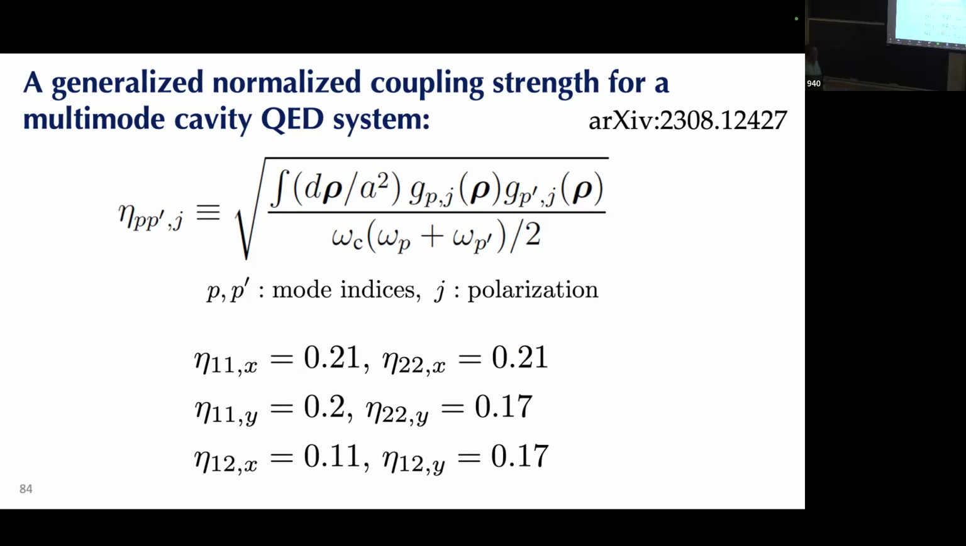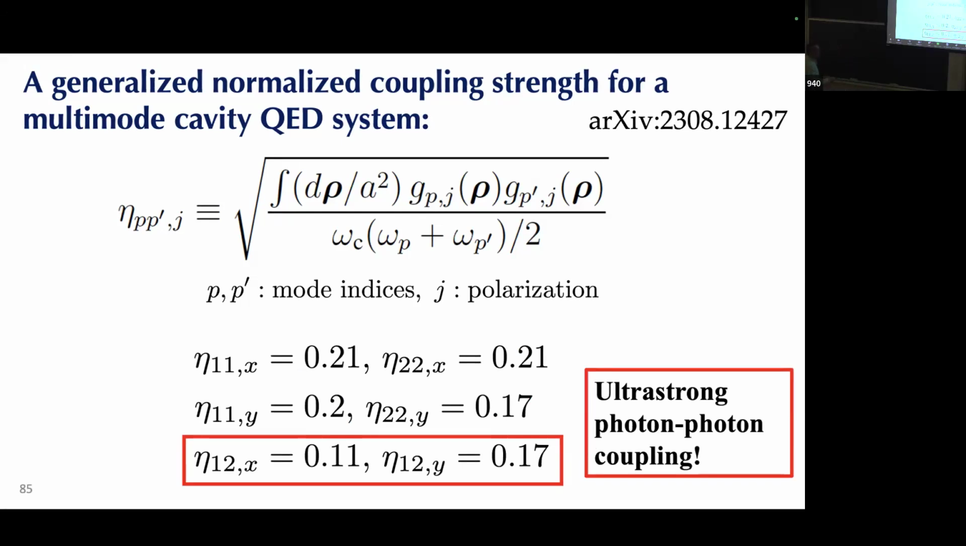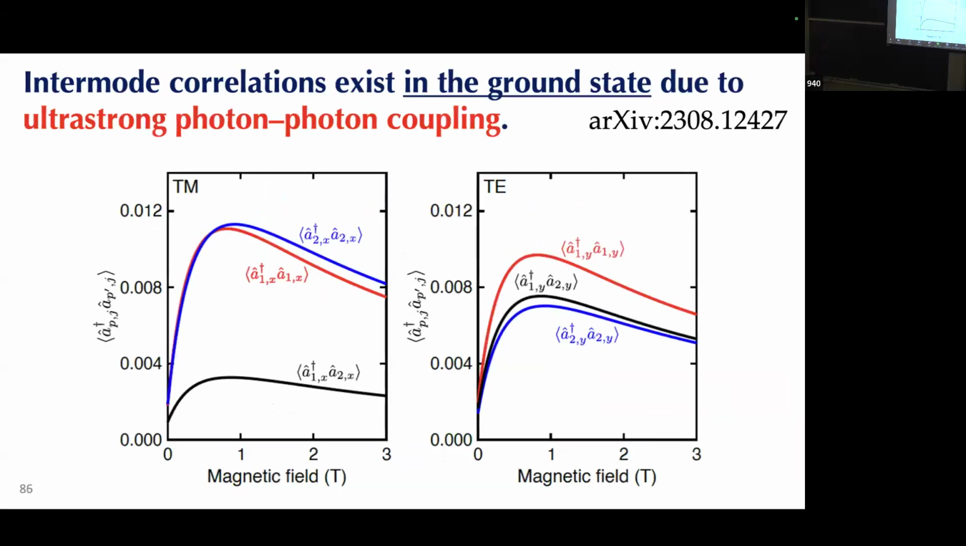strong coupling regime. But what we found is that the off-diagonal elements of this index, eta 1-2, become larger than 0.1. This means that the correlations between different photonic modes are significant in the ground state of the system, mediated by interaction with the same cyclotron resonance. So the ground state contains correlations, correlated photon-photon coupled states in this region.